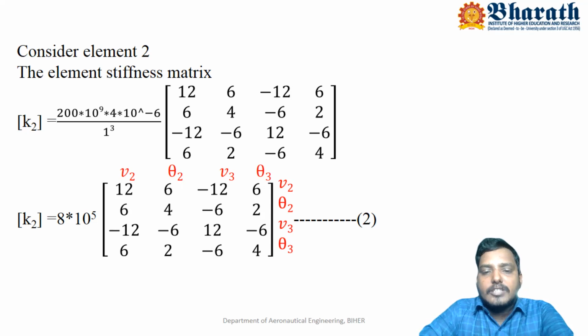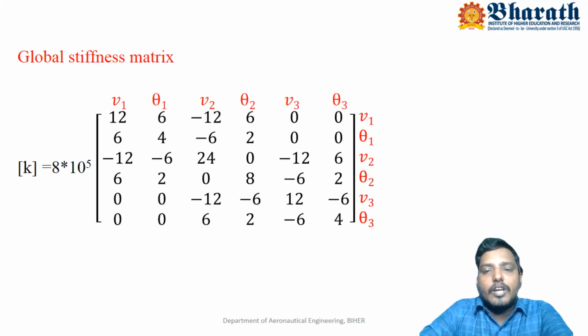Now you have to assemble equation 1 and 2. Equation 1 indicates the element stiffness matrix for the first element. Equation 2 indicates the element stiffness matrix for element 2. Then we assemble and we will get the global stiffness matrix. How will we get your global stiffness matrix? If we consider the whole structure, it consists of two elements and three nodes. Each node has two unknowns, therefore the total unknowns are 6. Therefore the size of the stiffness matrix is 6.